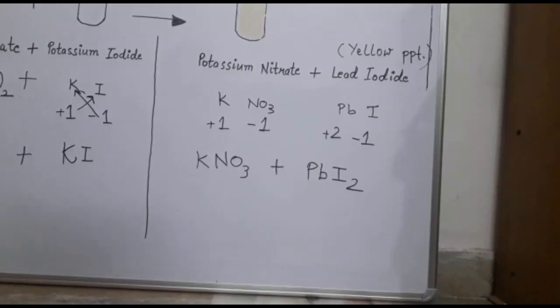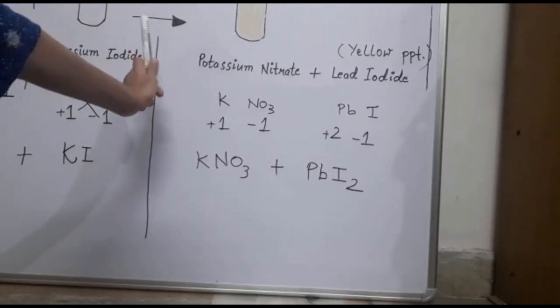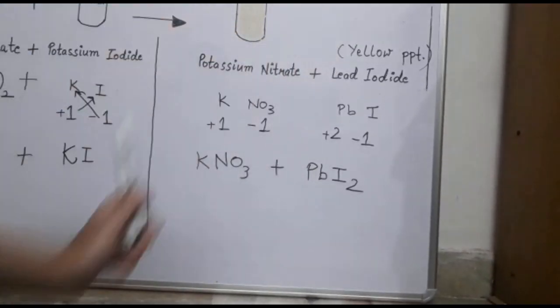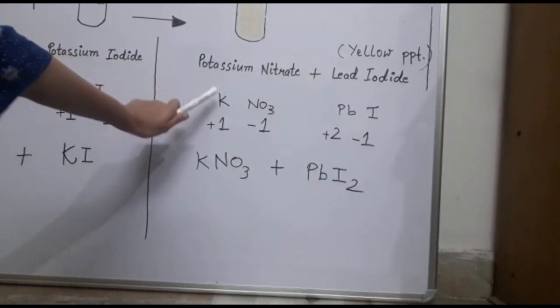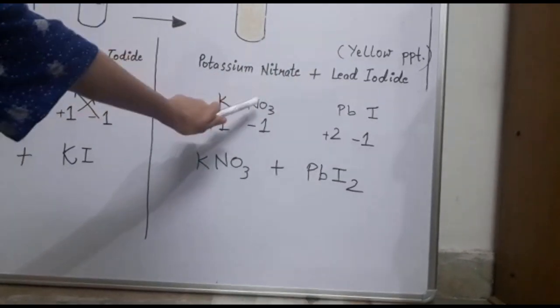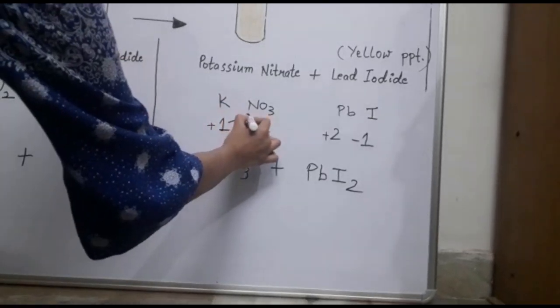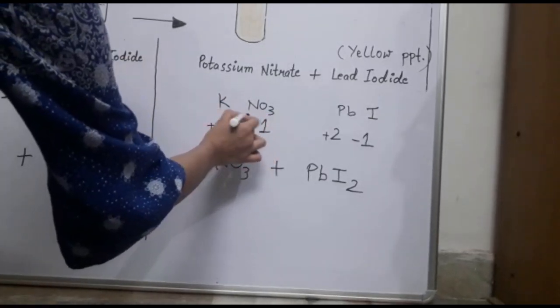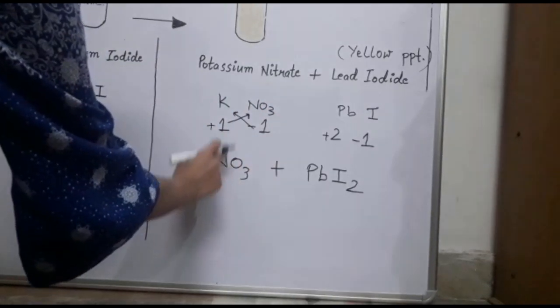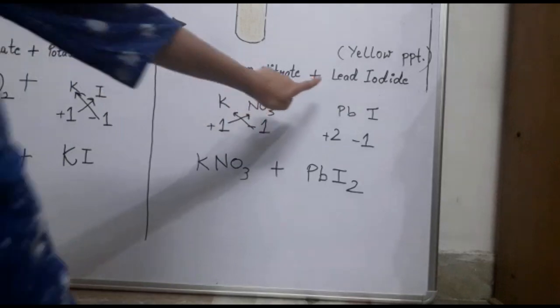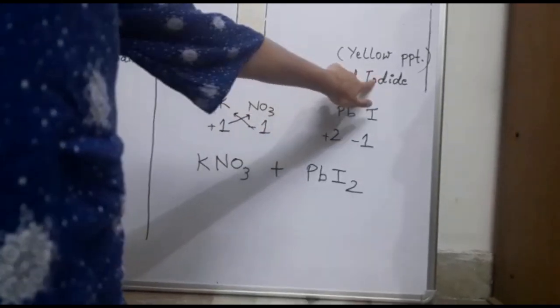The substances that are produced after the reaction are called products. Potassium nitrate and lead iodide are the products. The symbol for potassium is K and the symbol for nitrate is NO3. The valency will be exchanged. NO3 will remain as 1 and K will remain as 1. So this is KNO3.